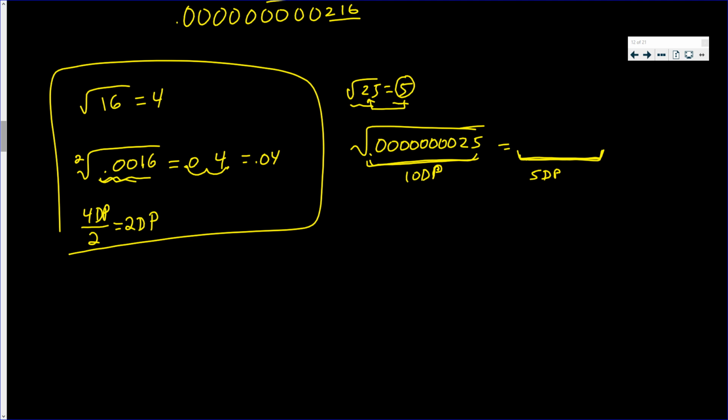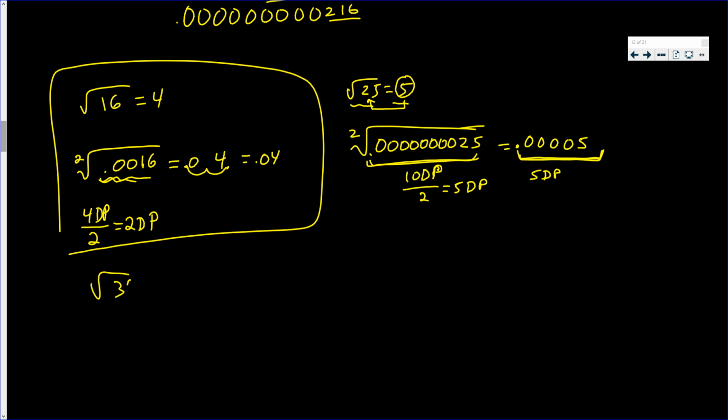Another way of doing it is take the 10 decimal place number, divide it by 2, and your answer is going to be 5 decimal places. But the answer is supposed to be like 5, so I add 4 zeros. It is now a 5 decimal place number, and that's the answer.